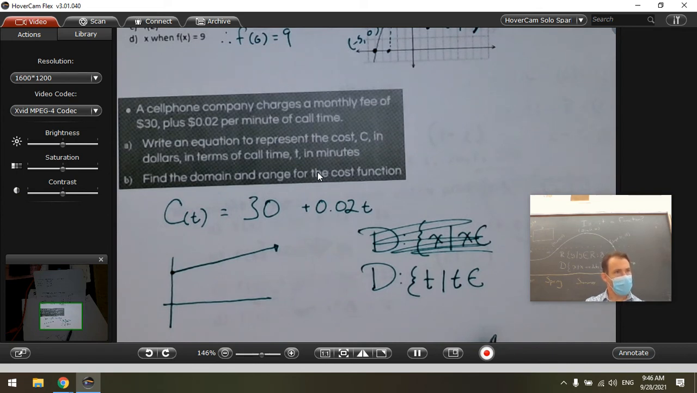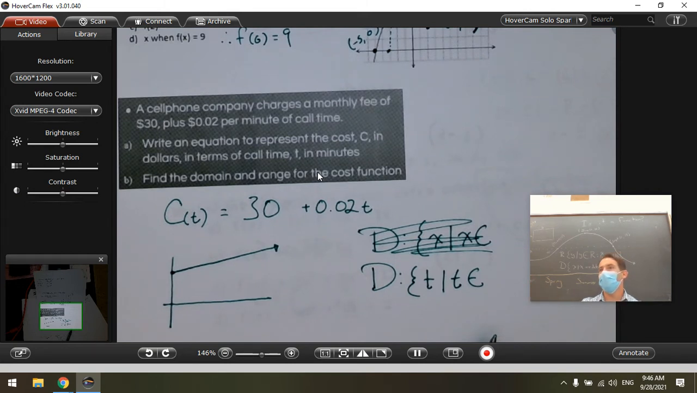Maybe it would be integers. Maybe they charge you by the minute, but not by the half minute. Oh, so for the range it would be real numbers, and for the domain it would be... It could be, yeah. We could have different number sets on inputs and outputs. And this might be an example.